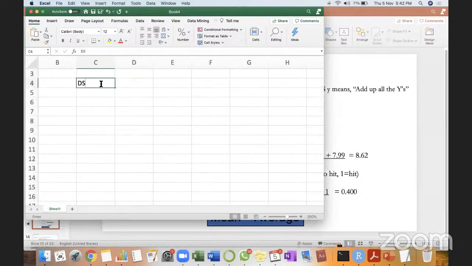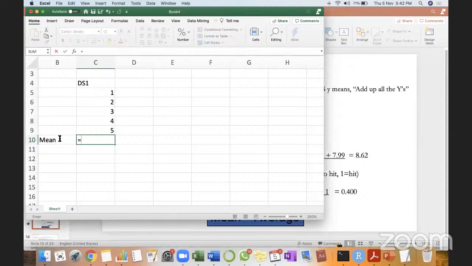So let me populate a simple data set here: 1, 2, 3, 5. Let us compute the mean for this data set. How do you compute it? Just sum up all the data points and divide by the total number of elements. We also have a direct function formula in Excel. We can compute that, so 3 is the mean for this data set.